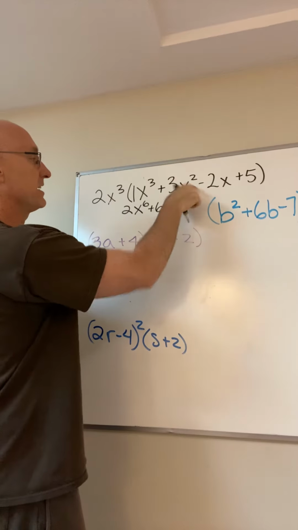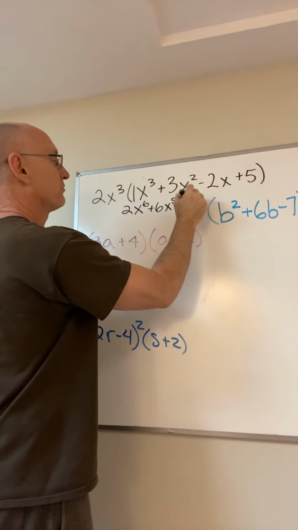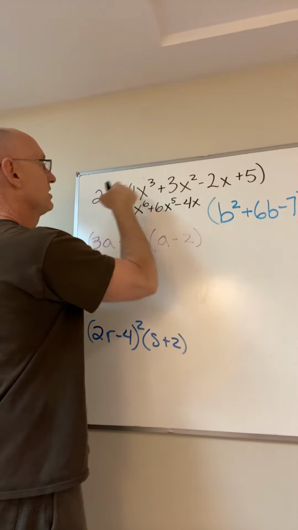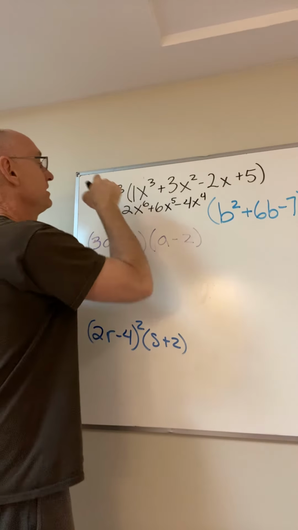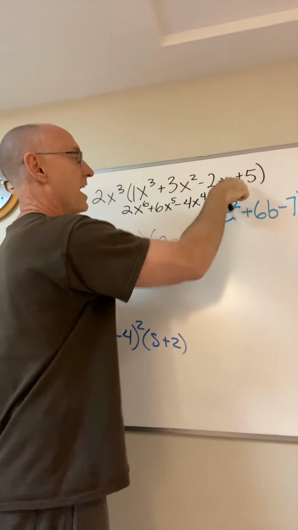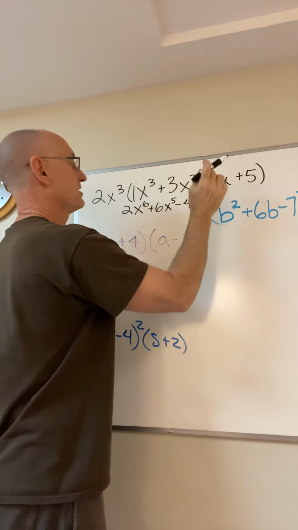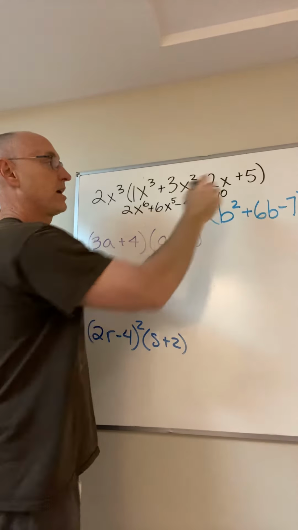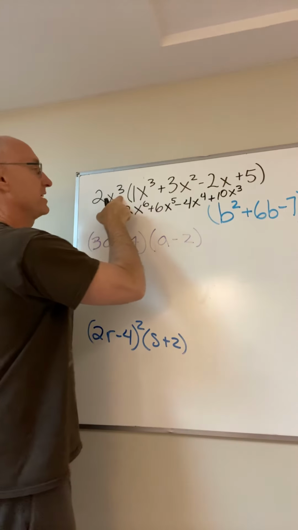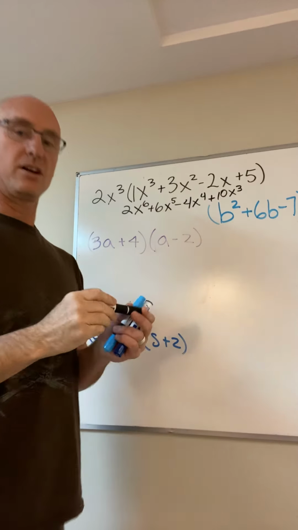All right, negative 2 times 2 is 4. X, you got 3 there, 1 there, that's to the fourth. And then 2x to the third times 5 means positive 10x to the third. It just stays x to the third because there's no x on that 5.